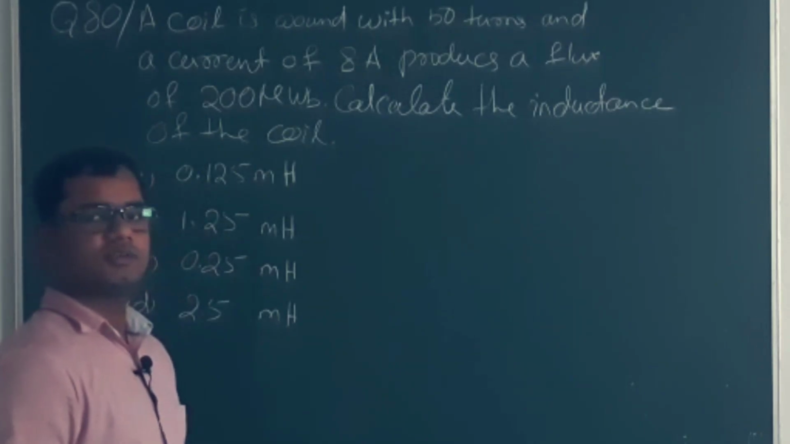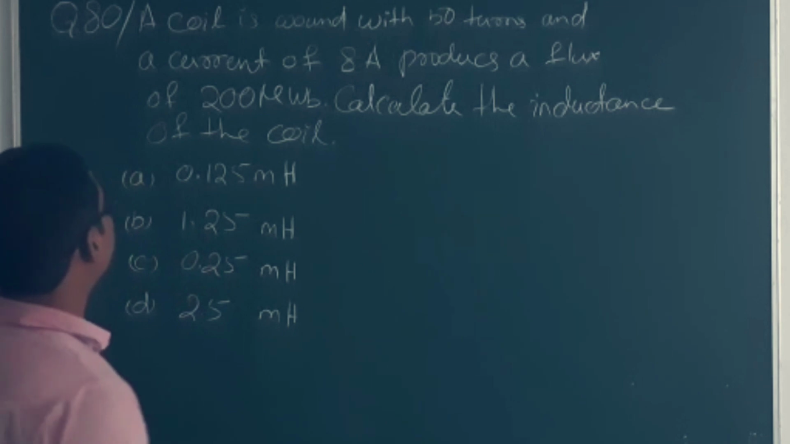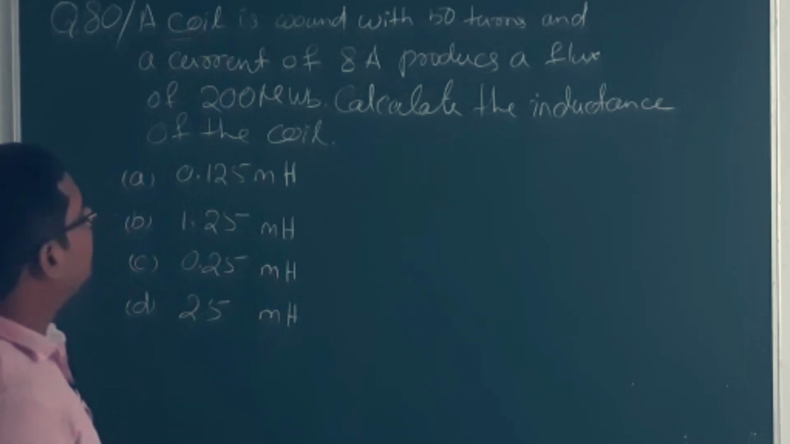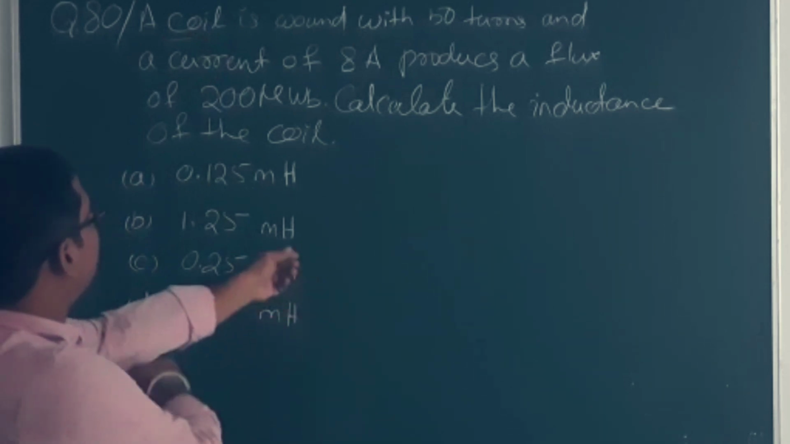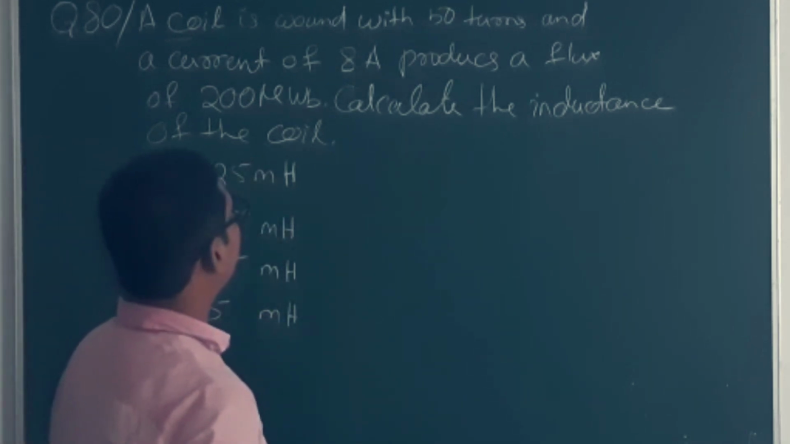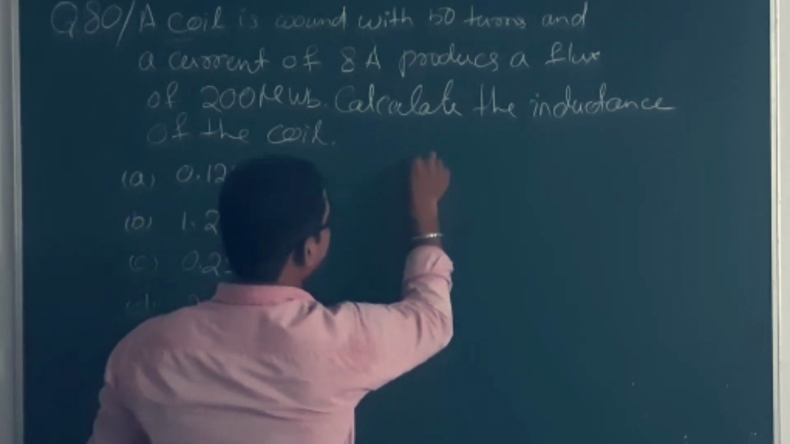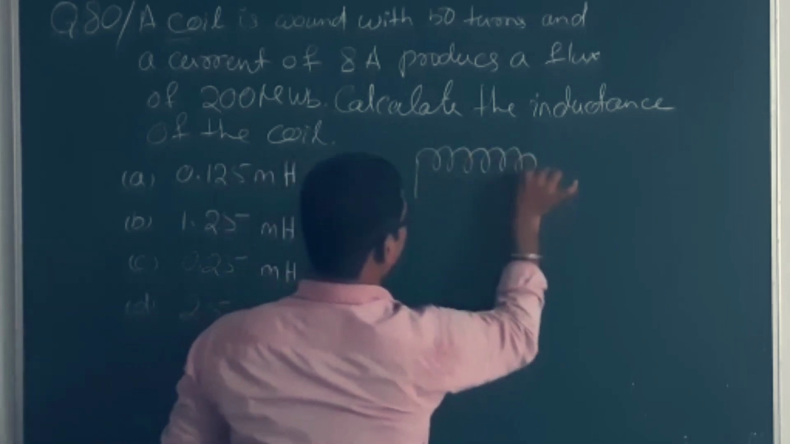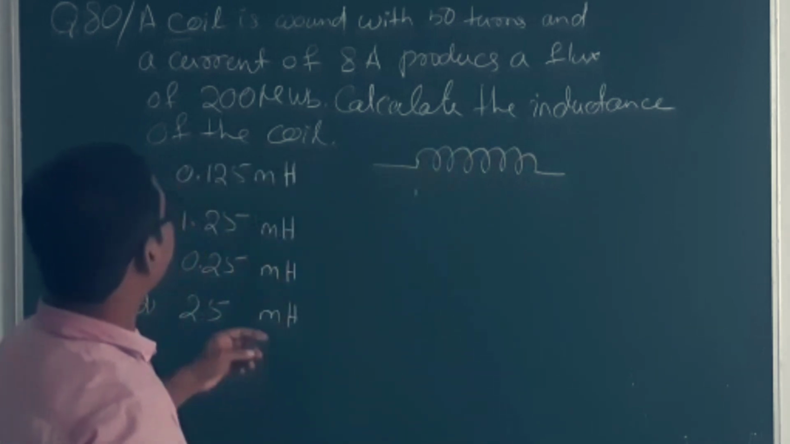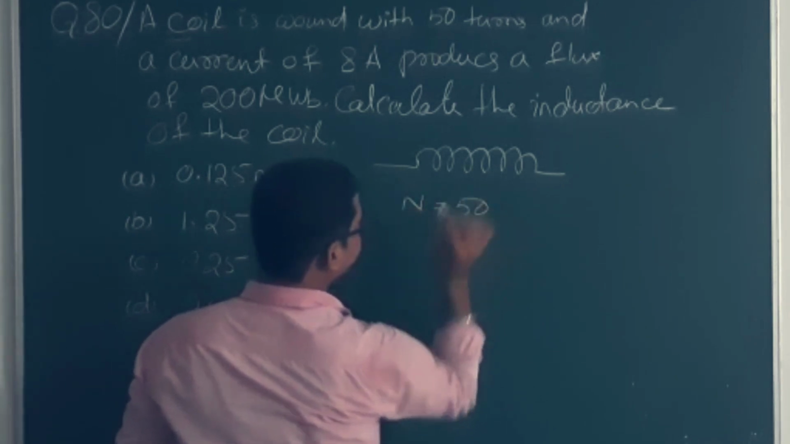Moving to the last question of this class, it is question number 80. The coil is wound with 50 turns. Okay, so we are having one coil, and the coil is wound with 50 turns, and a current of 8 ampere produces a flux of 200 microweber. Then calculate the inductance of the coil. This is a coil, and the coil is having 50 turns. So N is 50.